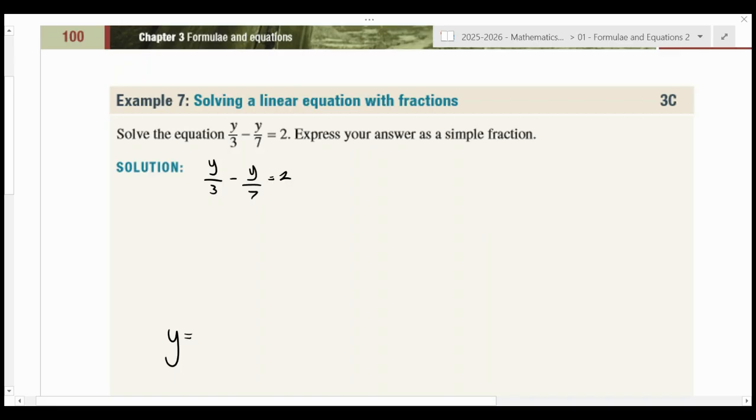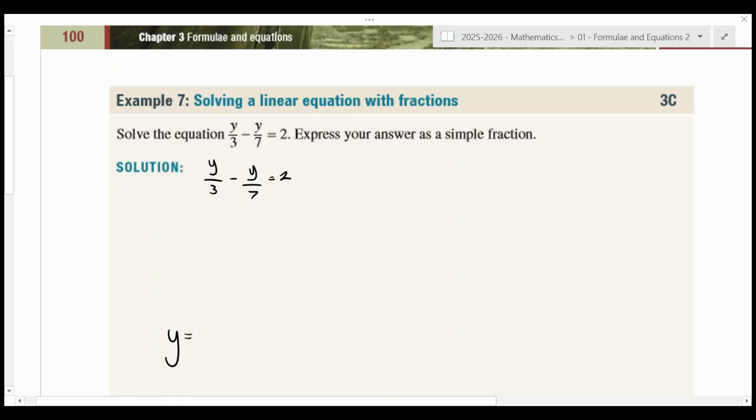Okay, so we've got y over 3 and we've got y over 7. So we're basically going to have to multiply by 3 to get rid of that one, but we're also going to have to multiply by 7 to get rid of that one. So what we're actually going to do is multiply by our lowest common denominator, which in this case, the lowest number that both 3 and 7 go into is 21. If you want to double check that, you've got 3, 6, 9, 12, 15, 18, 21, and you've got 7, 14, 21. So the first time they both match is 21. So that's our lowest common denominator.